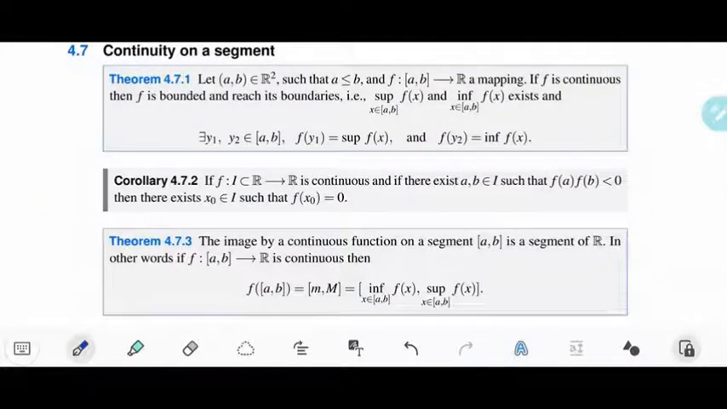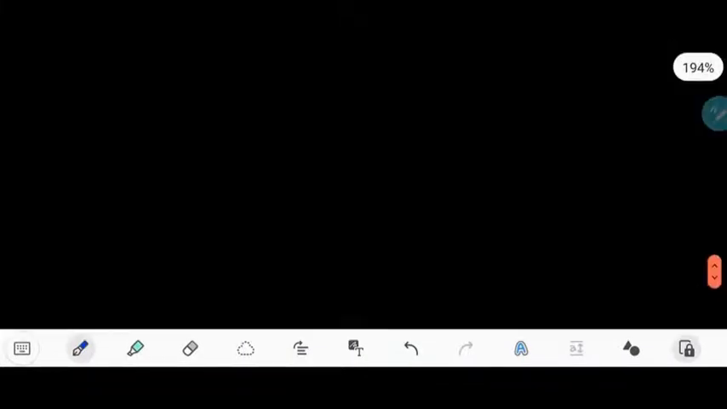So we can now write properly the following. If we have (A, B) belonging to R² such that A is less than B, then any function defined from the segment AB, so it's an interval, into R, if f is continuous and bounded, then it will reach its boundaries, which means that the supremum of f of x and the infimum of f of x for x between A and B exist, and they are images of two elements y1 and y2 in this case. So to understand this, let me take this example.